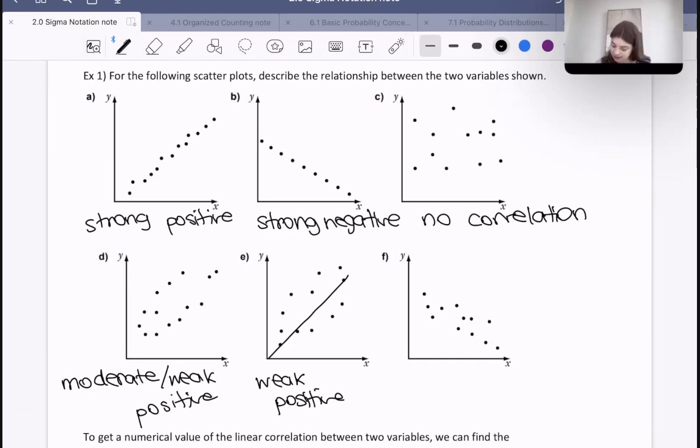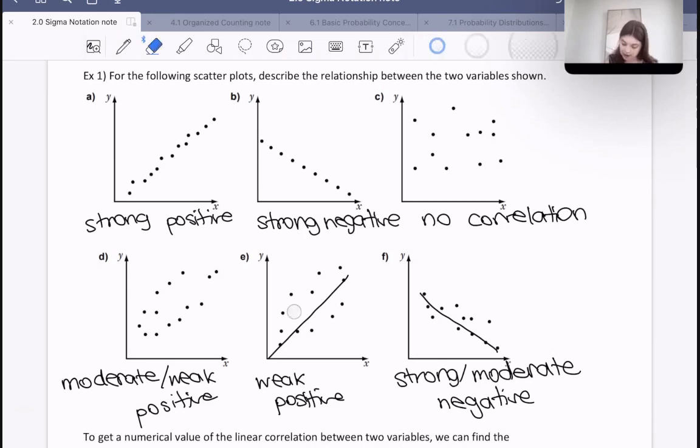And then this last one here, I would say this is definitely a negative. This would be, I would say, strong to moderate. It's a bit weaker than the other strong negative and the strong positive we saw, but it's certainly much stronger than the moderate to weak positive that we looked at earlier. So there we have it. There's going to be times when we have strong positive correlation, strong negative, no correlation, moderate, weak positive, and strong or moderate things.